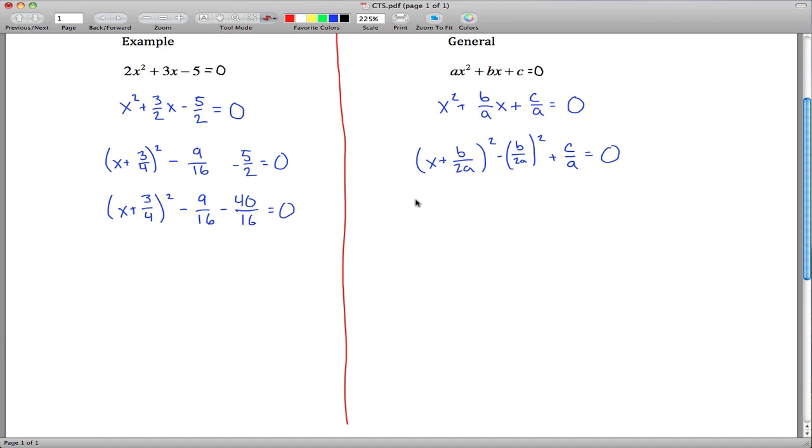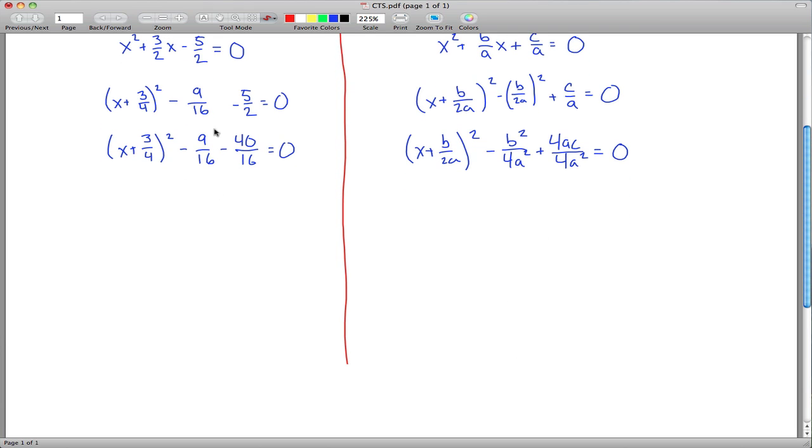And if we do something similar over here, we'll leave this guy alone. Then we have minus, see, b over 2a squared is b squared over 4a squared. 2a times 2a is 4a squared. And then we want the same denominator, 4a squared, over here. So let's see, we have a, we want 4a squared, so we'll multiply the top and the bottom by 4a. And get 4ac over 4a squared equals 0.